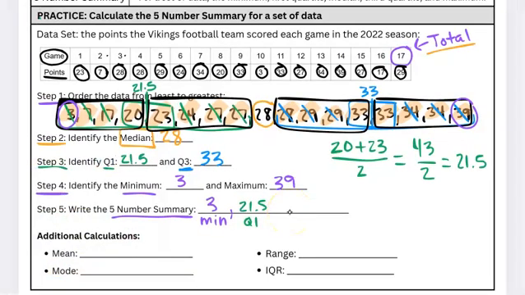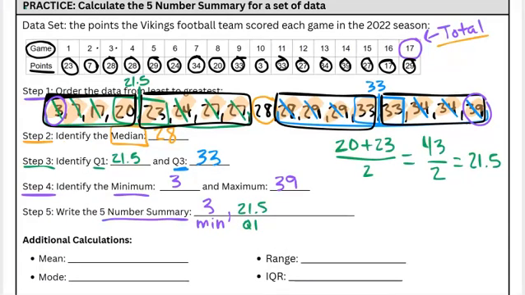Then it is the median value, which is 28. That middle number goes in the middle of our 5-number summary. Then it is the Q3. And lastly, it is the maximum value. And this 5-number summary allows us to explore data and trends in the points that the Vikings scored.